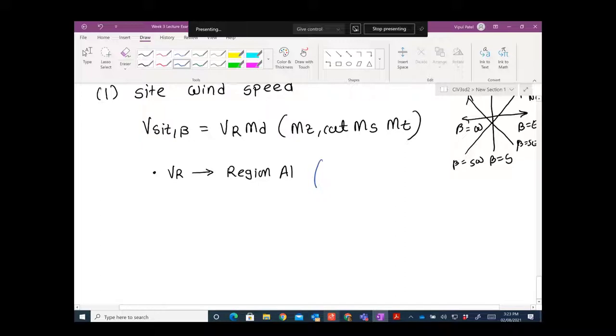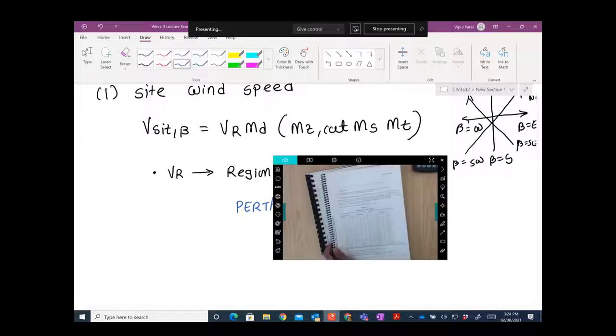Where is it coming from? This was coming from figure number 3.1A, and because we are in port, therefore we have region A1. Okay, is everyone okay with finding the region for this one? So you have region A.